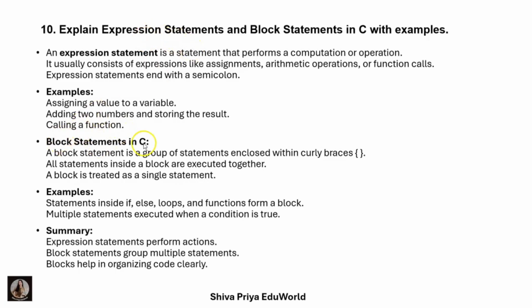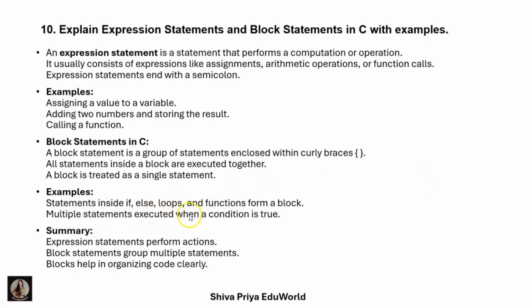And one more is block statement in C. A block statement is a group of statements enclosed within curly braces. I have already told you this. All statements inside a block are executed together, and a block is treated as a single statement. The complete block is treated as a single statement in the case of a block statement. For example, statements inside if, else, loops and functions form a block. You can see the if block, else, and loop. In the loops also you can see the blocks. The complete block will execute at the same time and is treated as a single statement.